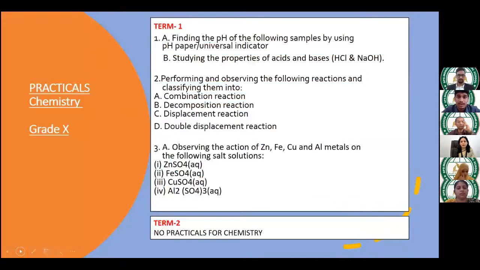Moving on to the practicals for grade 10th, we'll be having 3 practicals based on the concepts which are already taught in the chapters. First, second, and third. First will be finding the pH, second will be types of reaction, third will be on the basis of reactivity series.